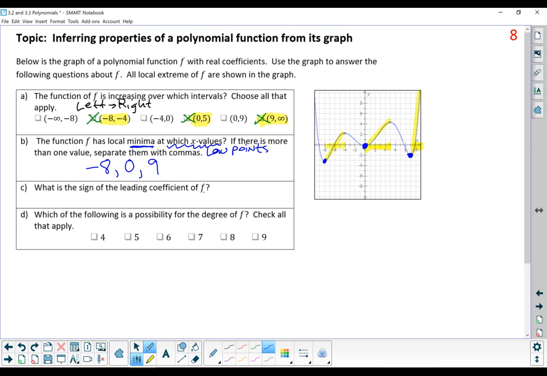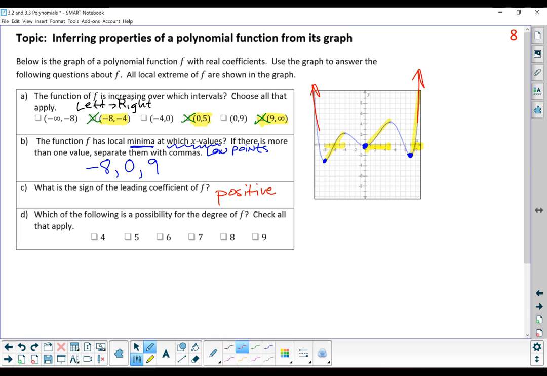Okay, what is the sign of the leading coefficient of this polynomial? Well, for the sign of the leading coefficient, we're going to think about the end behavior. For this polynomial, both ends are up high, so this would be a positive leading coefficient. It's not asking you for the number that the coefficient is, it's just asking you whether it's positive or negative.